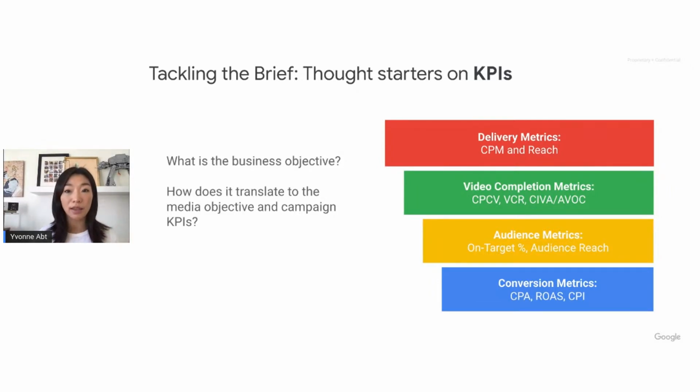And then last but not least, let's say your marketing objective, the brief that you've been given, is all about driving sales, driving purchase. There's a very clear action at the end that you want users to take: signing up for something, installing an app. Those are termed conversions in the world of KPIs. And those metrics may be CPA, cost per acquisition, ROAS, return on ad spend, CPI, cost per install, and so on.